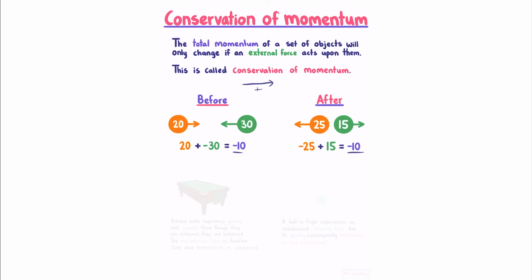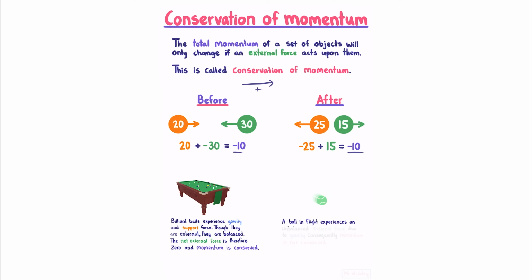Our total momentum before and after is the same, and so momentum is conserved. Using this in a couple of examples, billiard balls experience gravity and the support force. Though they are external, they are also balanced. The net external force is therefore zero, and momentum is conserved. However, a ball in flight experiences an unbalanced external force due to gravity, and so consequently momentum is not conserved. And so to summarize, momentum can still be conserved if there is an external force, if that external force is balanced such that the net external force is zero, like it is here and like it isn't here.